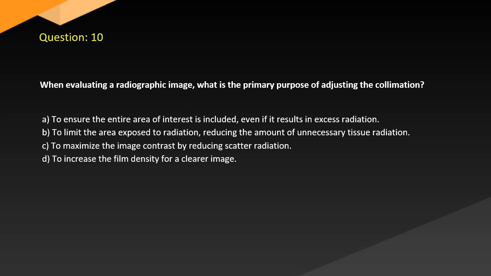Question 10. When evaluating a radiographic image, what is the primary purpose of adjusting the collimation? A. To ensure the entire area of interest is included even if it results in excess radiation. B. To limit the area exposed to radiation, reducing the amount of unnecessary tissue radiation. C. To maximize the image contrast by reducing scatter radiation. D. To increase the film density for a clearer image.